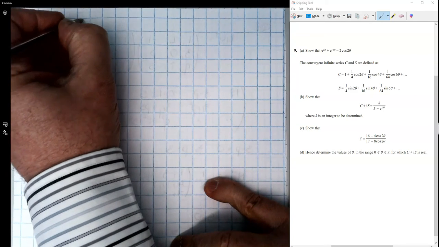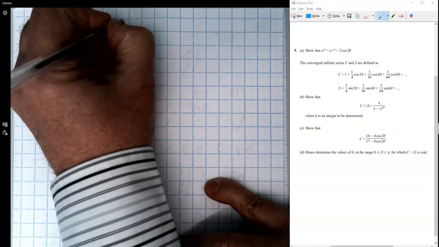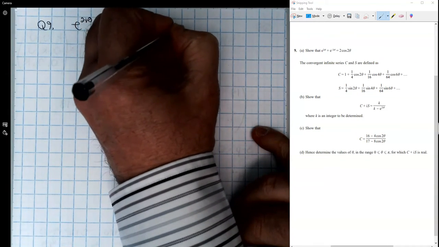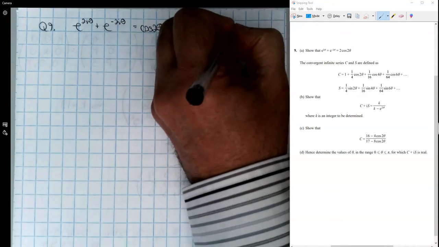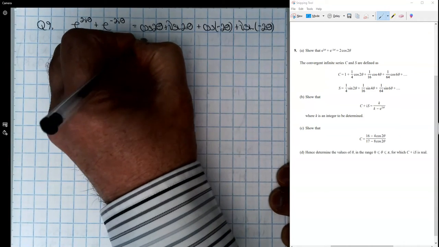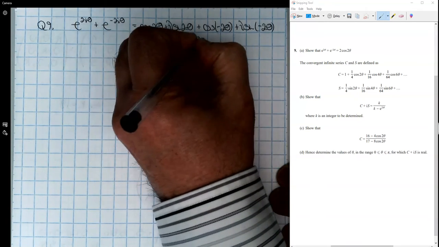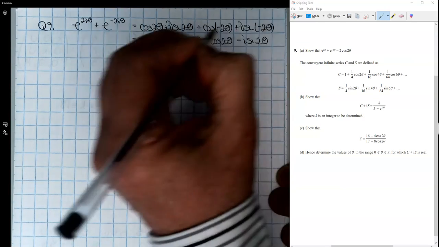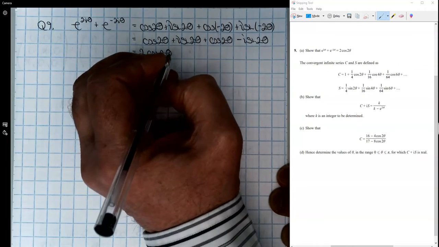Okay, so we've got e to the 2i theta plus e to the minus 2i theta, so that equals cos 2 theta plus i sine 2 theta, plus cos minus 2 theta plus i sine minus 2 theta, which is cos 2 theta plus i sine 2 theta plus cos 2 theta minus i sine 2 theta, which equals 2 cos 2 theta as required. Right?